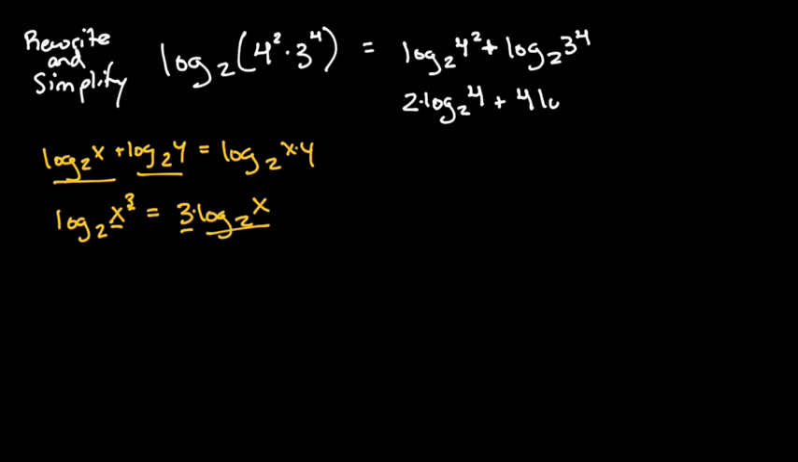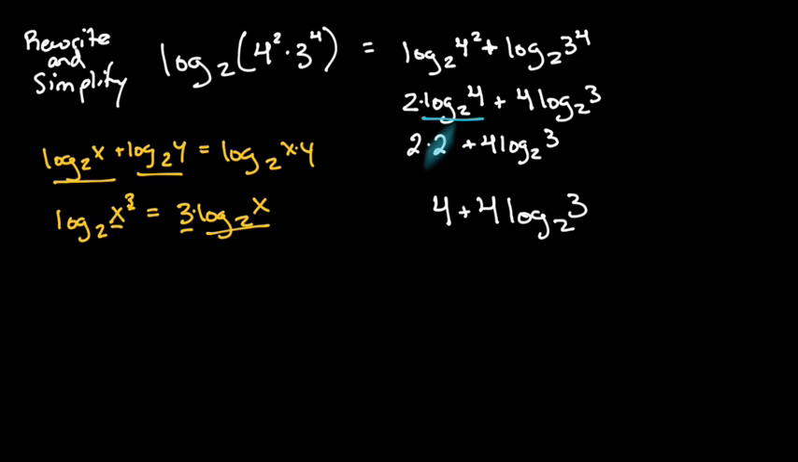I've got 4 log base 2 of 3. And then ultimately I can still evaluate log base 2 of 4. That's asking what's the exponent on 2 that made 4? And that exponent is 2. So I can rewrite this as 2 times 2, right? Because this was my 2 right there. And then I add 4 log base 2 of 3. So I can rewrite this as 4 plus 4 log base 2 of 3.